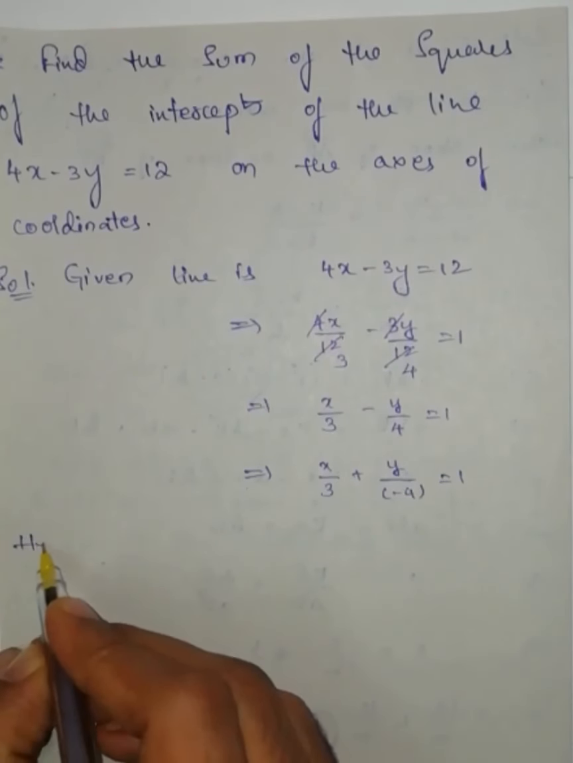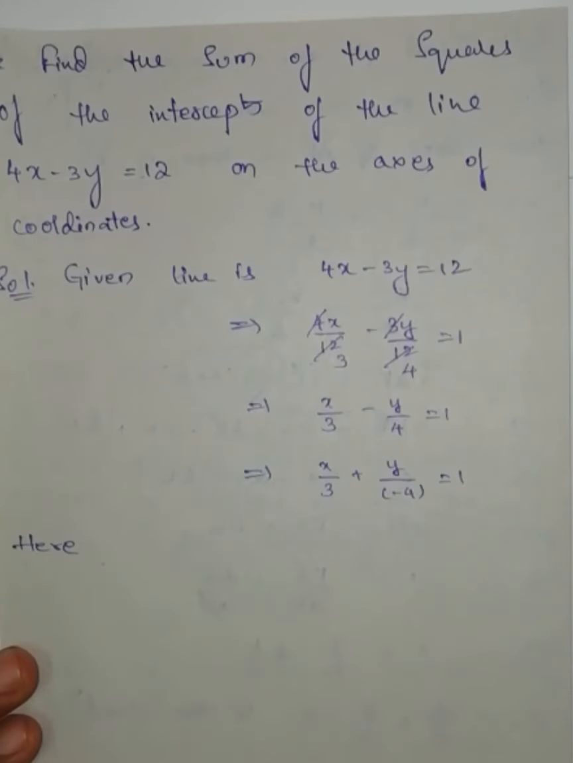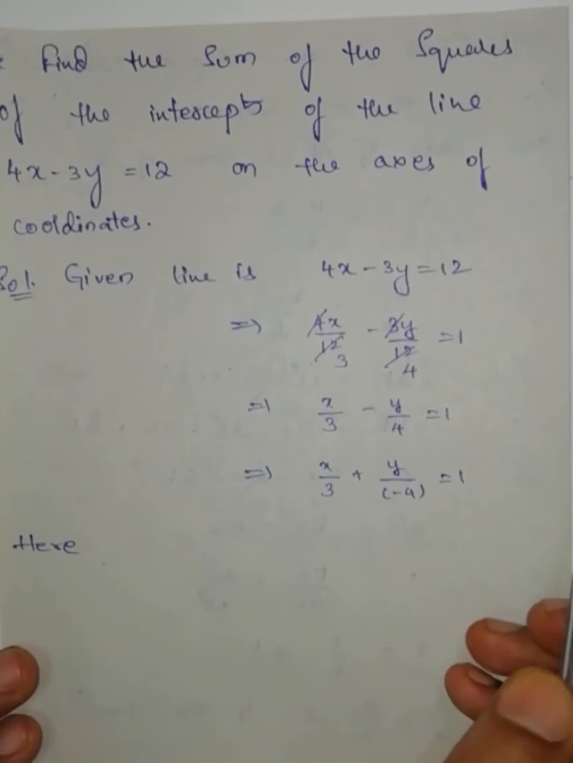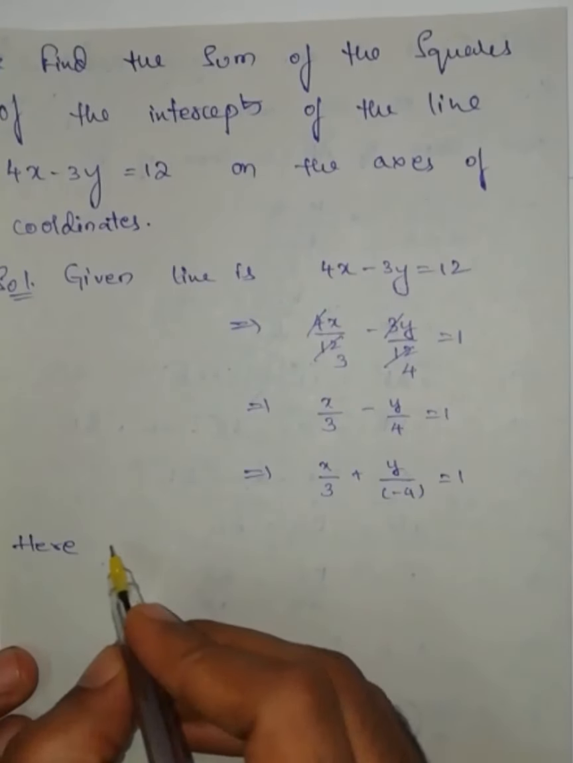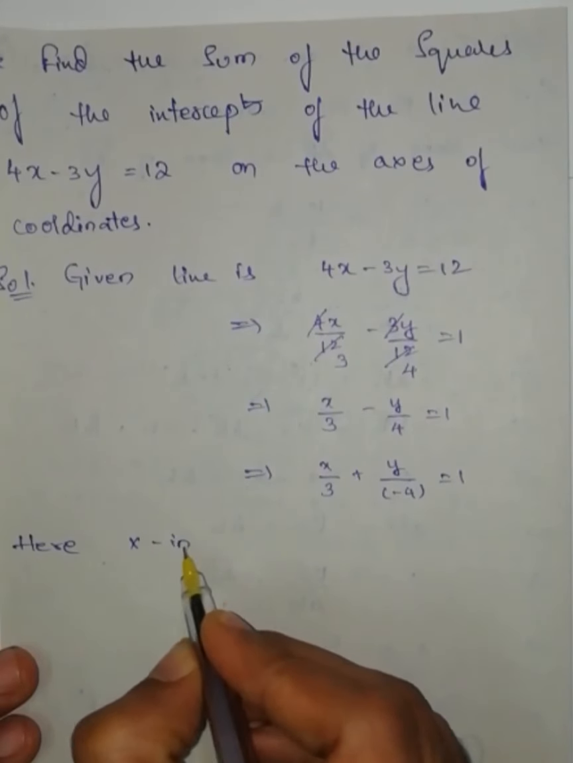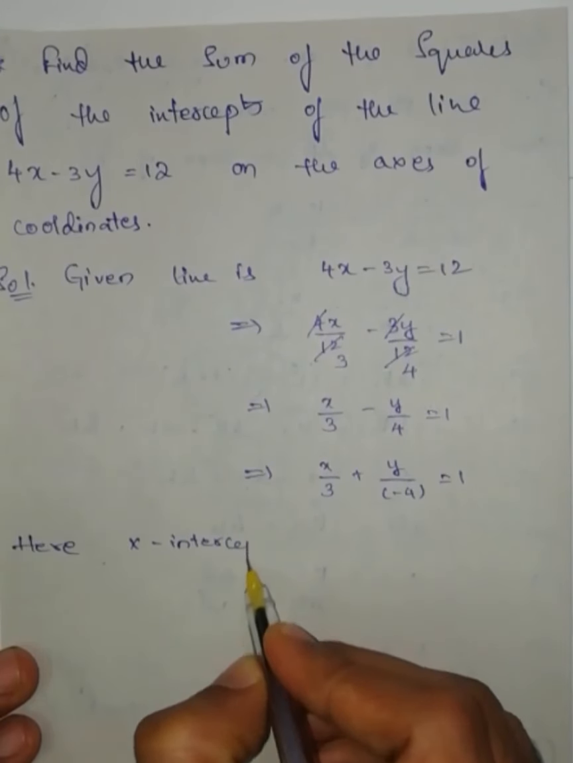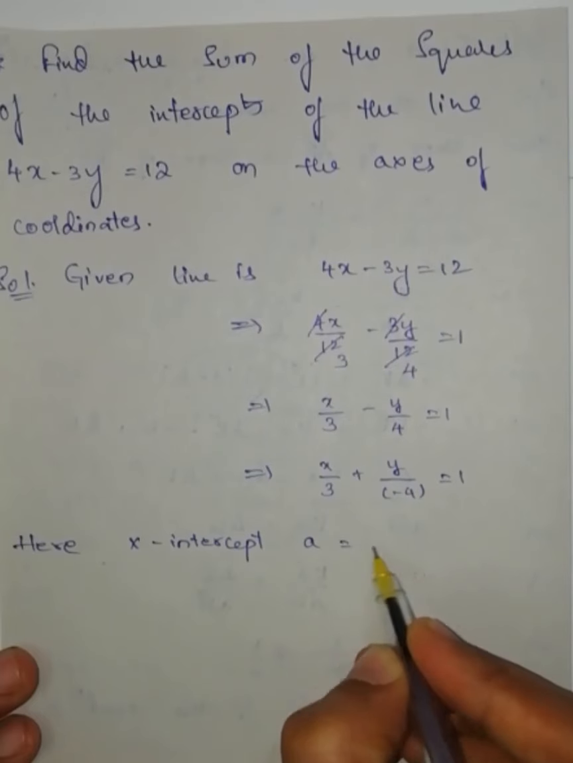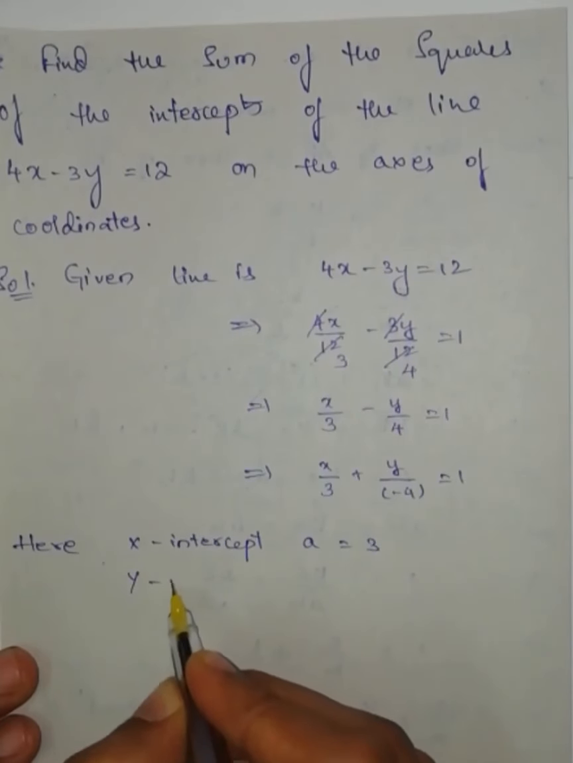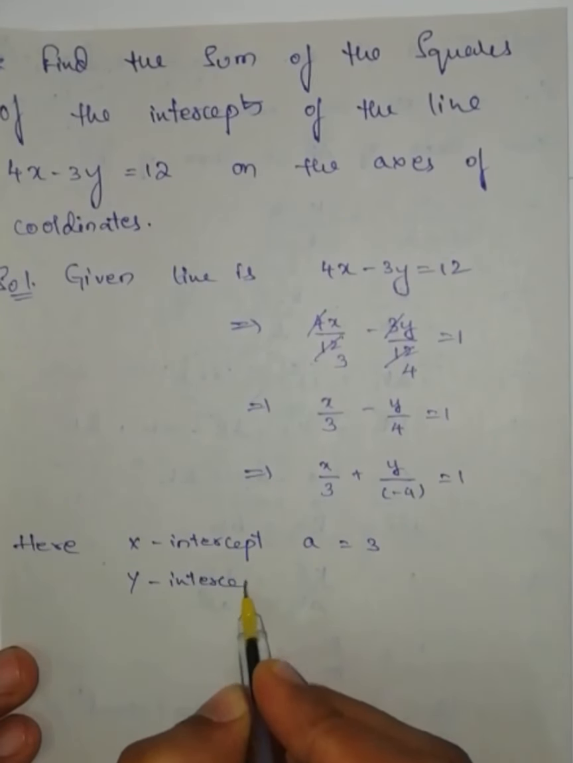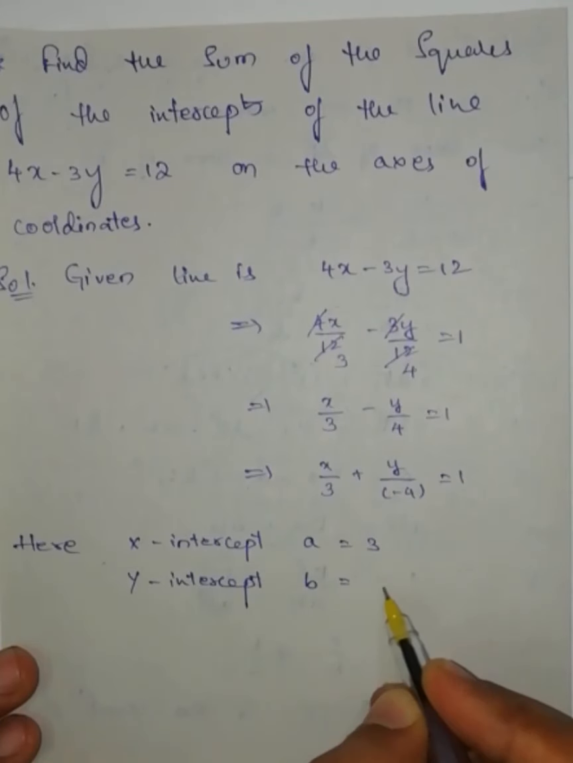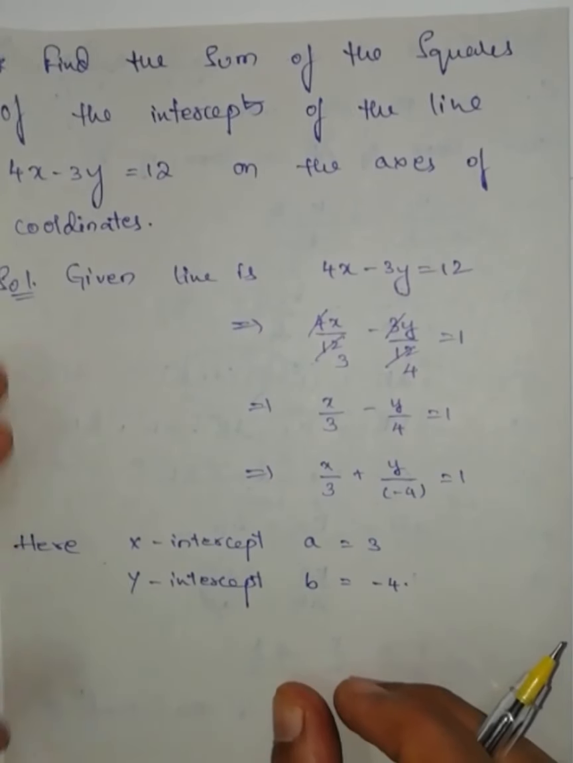Here clearly it is in the intercept form, that is x by a plus y by b is equal to 1. Here the x intercept a is equal to 3, and the y intercept b is equal to minus 4.